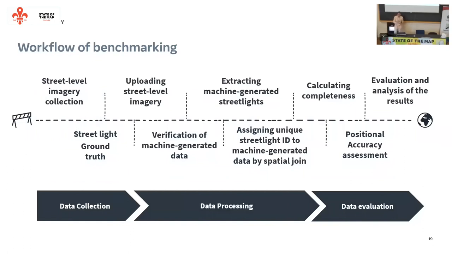Street level imagery collection and getting streetlight ground truth data, uploading it and verifying machine generated data to make sure that if Mapillary detects some other objects as a streetlight, I can clean up false positives and false negatives. And I extract this streetlight data. The problem is that I have ground truth data as well as Mapillary generated data. So in order to perform positional accuracy and completeness analysis, I need to pair the two layers into one and assign a unique ID to each of those features. Then I can calculate completeness and positional accuracy, and then I share the results.